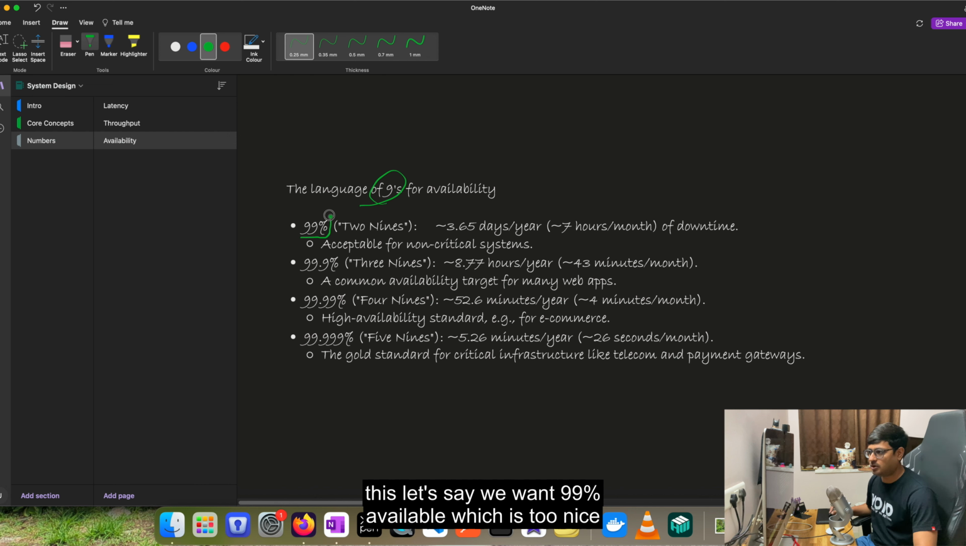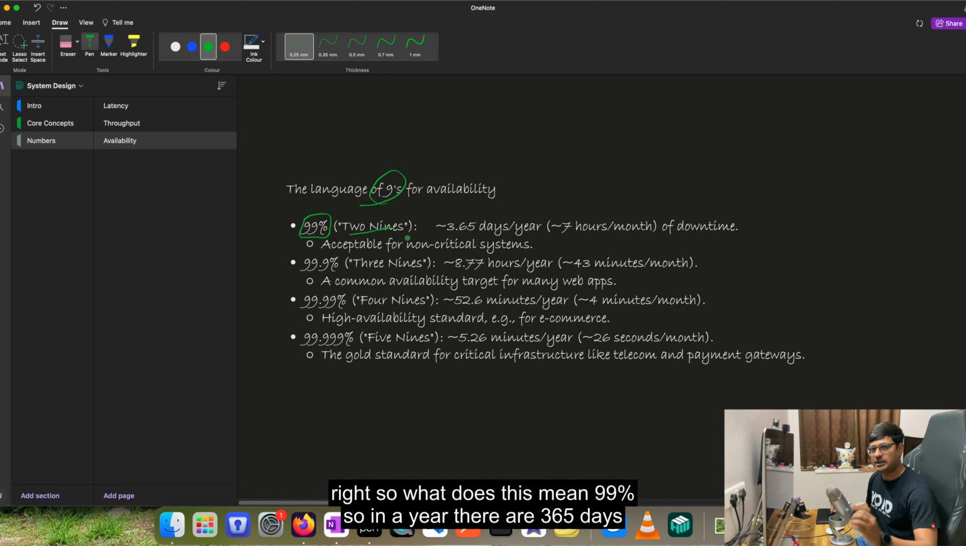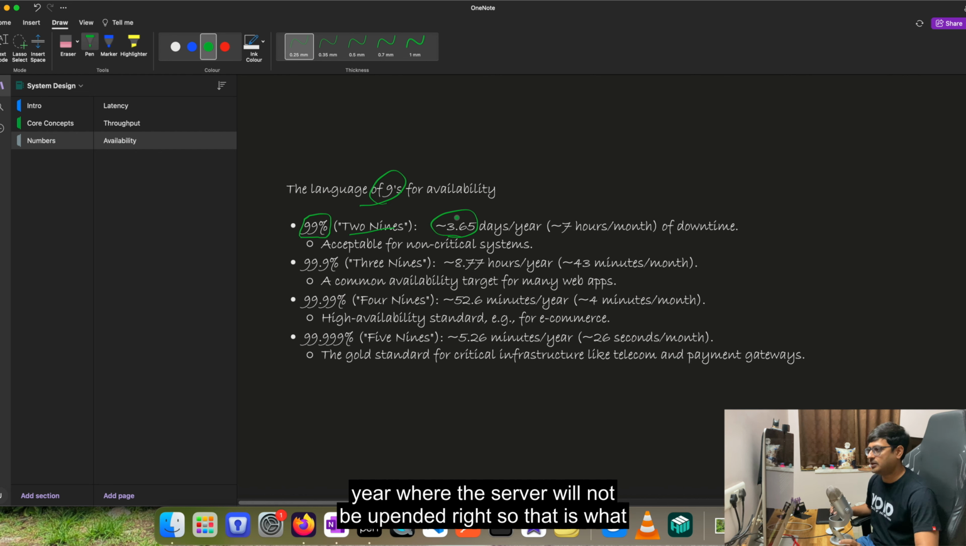Let's say we want 99% availability, which is 2 9's, right? So what does this mean, 99%? In a year, there are 365 days, right? If we remove 1% from it, we get about 3.65 days a year where the server will not be up and running, right? So that is what 99% means. We are okay with about 7 hours of downtime per month, which is roughly about 3.65 days per year, right? This is kind of acceptable for non-critical systems, probably for some internal tools and things like that, right?